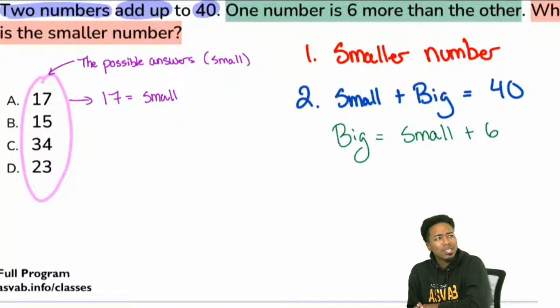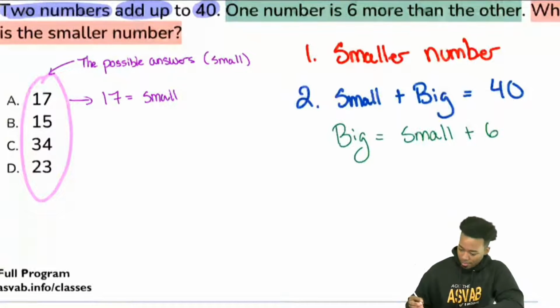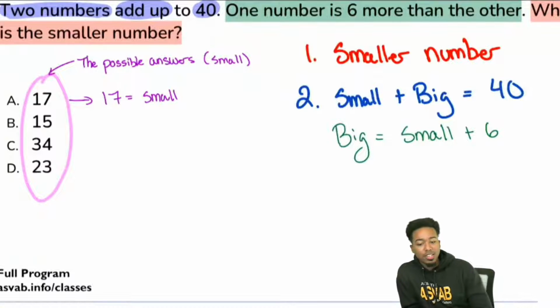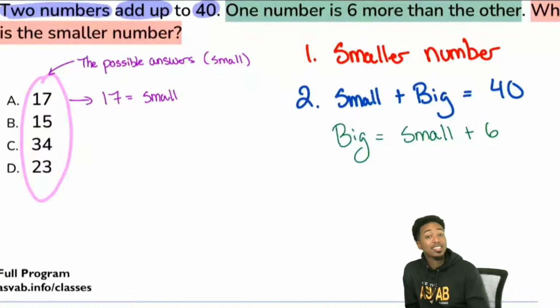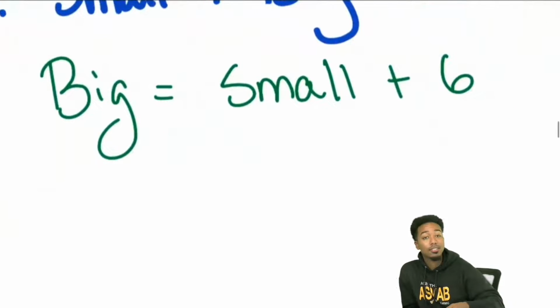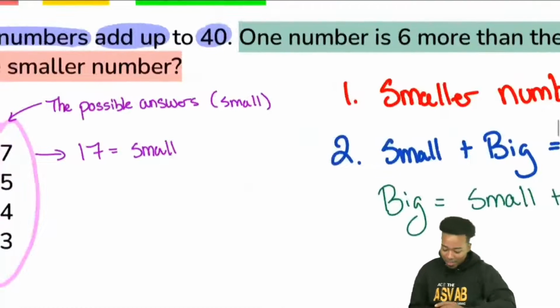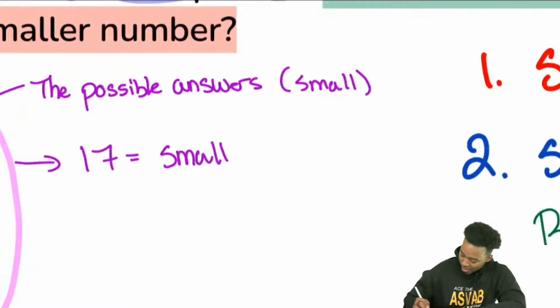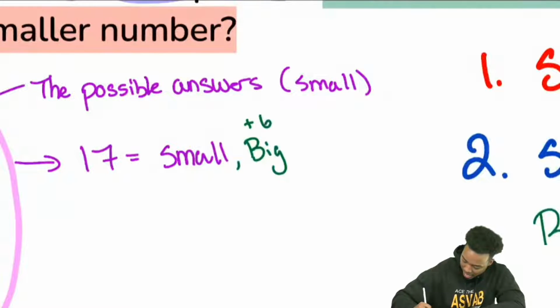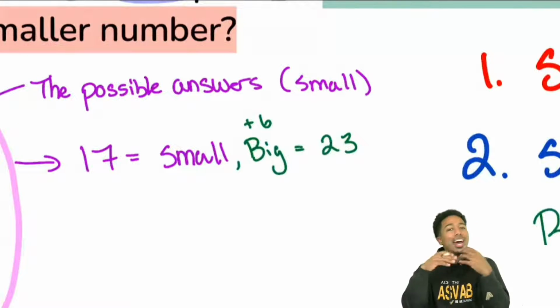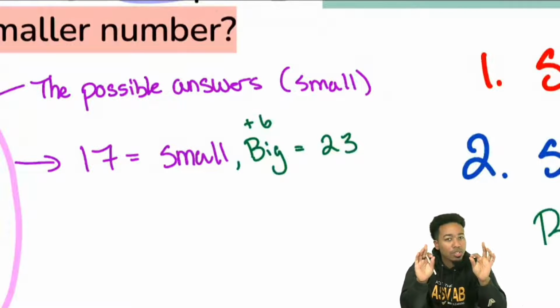Everyone, if the small number is 17, what's the big number? Just add 6, right? It says it right there. The big number, take the small one, add 6. So if we have 17 as the small number, my big number has to be 23. Yes or no? Do we all agree with that? How I came to that conclusion? I really want to make sure that this is making sense.